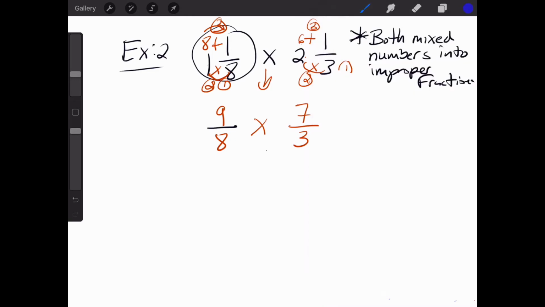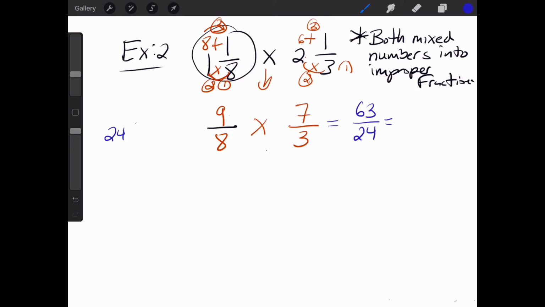Now we're going to multiply. Okay, 9 times 7, you should be able to do mentally, is 63. 8 times 3 is 24. Obviously, you can't leave it like that. It's an improper fraction. So you're going to divide 63 by 24. I'm sorry, 63. I made a mistake here. Let me just rewrite it.